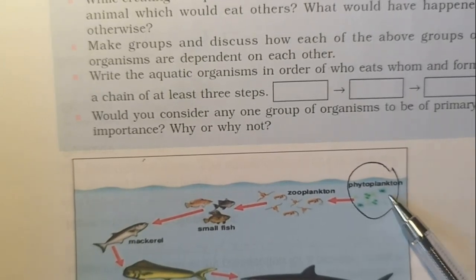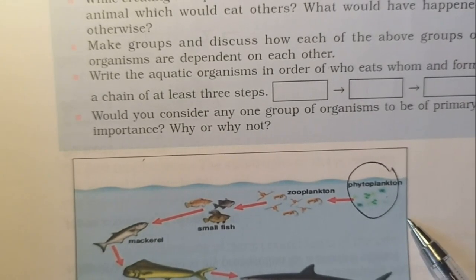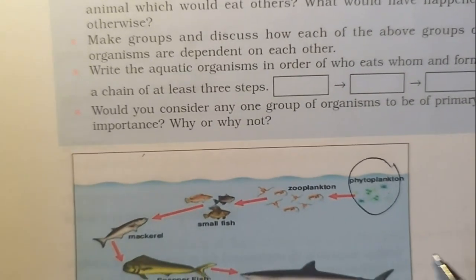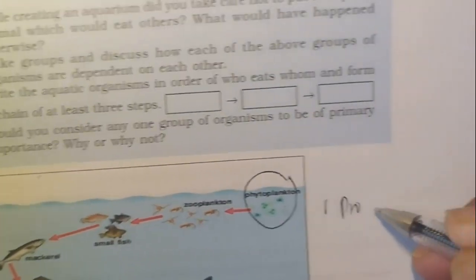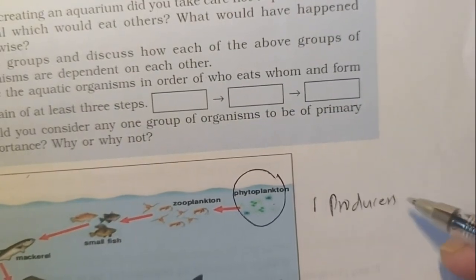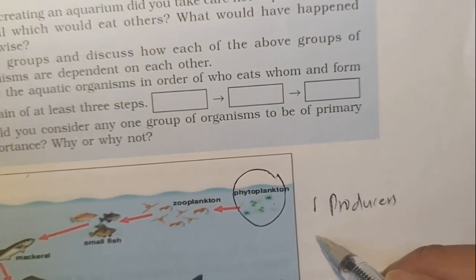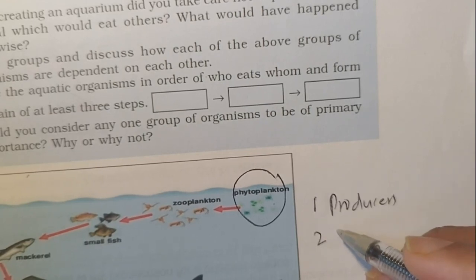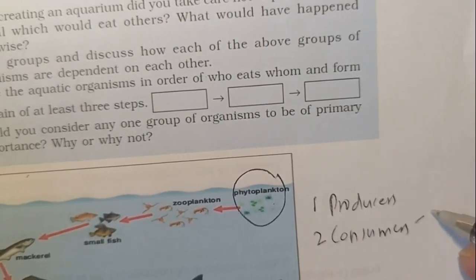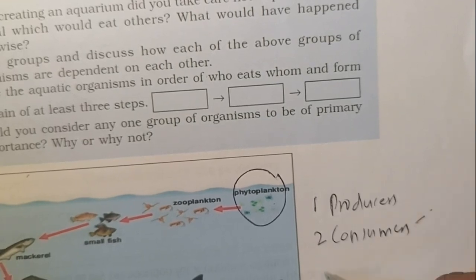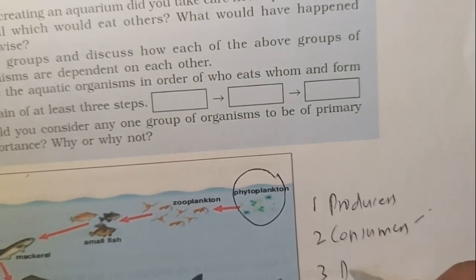Remember, we've seen producers, consumers, and decomposers. So any ecosystem will have producers, that is green plants or blue-green algae. Then we have consumers, and different types of consumers, starting from herbivores to carnivores to others. And you have decomposers, these are bacteria and fungi. Decomposers.